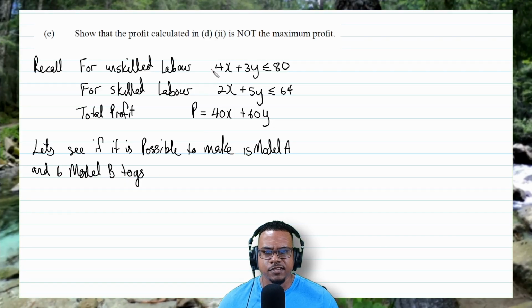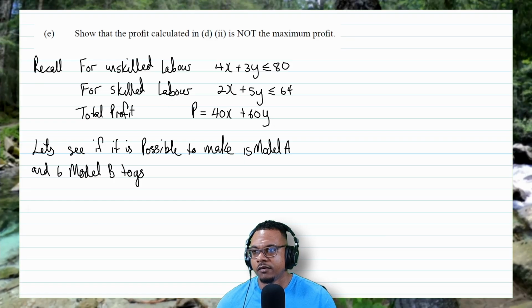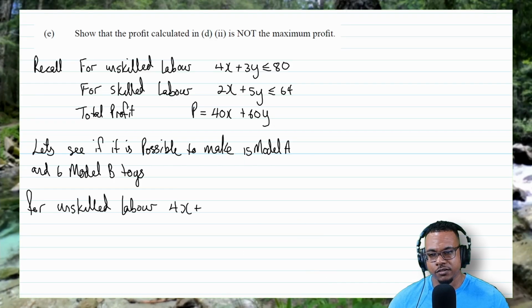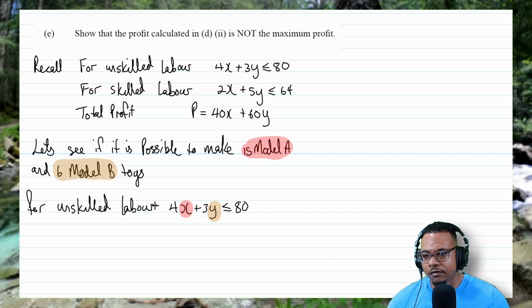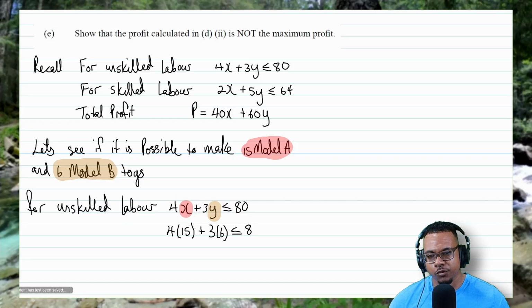All right, so let's first satisfy the inequality for unskilled labor and then skilled labor. For unskilled labor, we have 4x plus 3y is less than or equal to 80. So x is the number of Model A toys and y is the number of Model B. I'm using 15 for Model A and 6 for Model B, replacing the x with 15 and the y with 6. And let's see if that's less than or equal to 80.